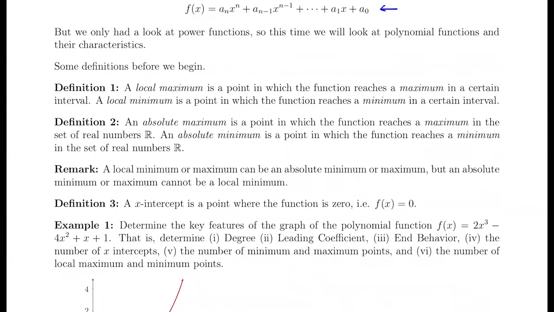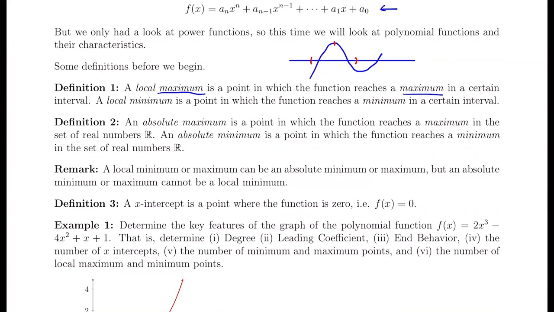A local maximum is a point in which the function reaches a maximum in a certain interval. For example, if you see this as your number line, and you have something like this as your polynomial function, within a certain interval, for example, from here to here, that's an interval. We see that over here it will reach a maximum value. So that's called a local maximum.